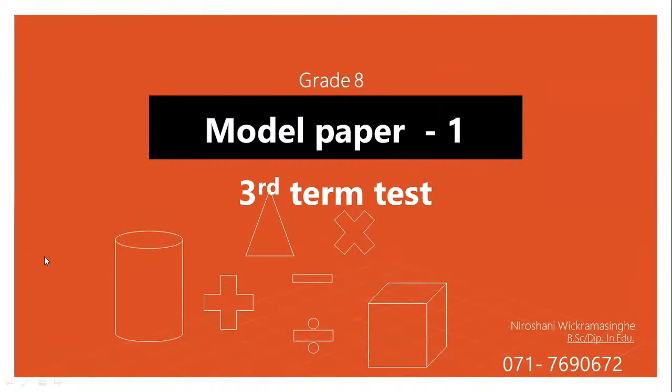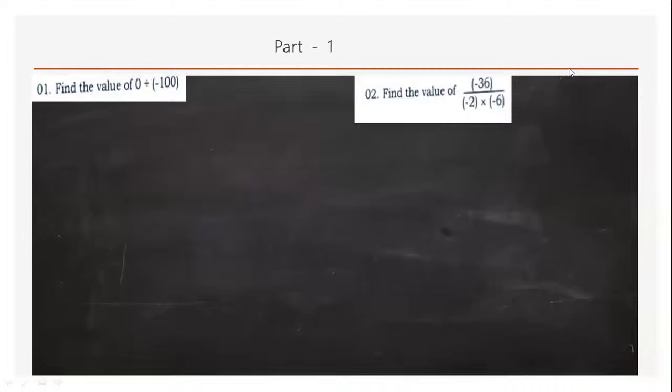Okay, then we'll start. This consists of two parts, part 1 and part 2, right? Part 1 consists of 20 questions and part 2 consists of 5 questions. We are going to answer all the questions. So we'll start with the first question. Find the value of 0 divided by minus 100. If you divide 0 by any number, you get the answer 0.